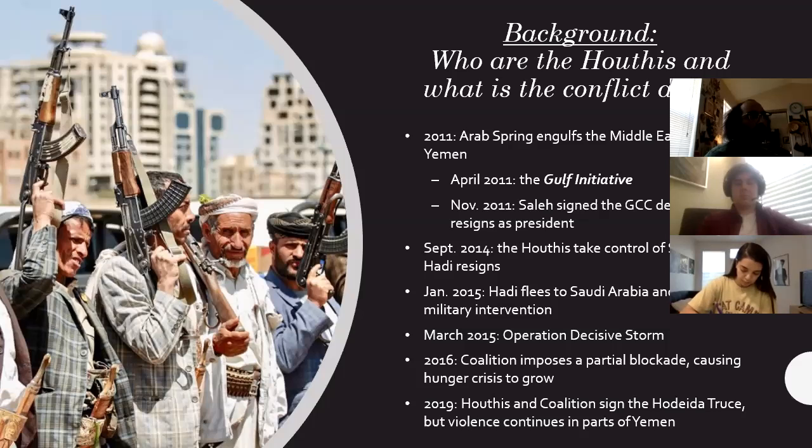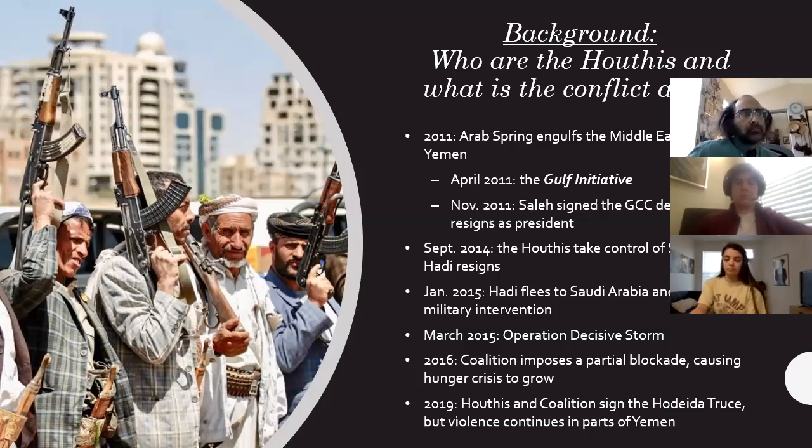So then Hadi, the new president, right? He was vice president. He flees to Saudi Arabia and asks for help from his allies there. So Saudi Arabia puts together a coalition and invades Yemen and starts its airstrike bombing campaign. That initial invasion is called Operation Decisive Storm. And that's kind of where we are today. It's just been a back and forth between the Houthis and the coalition. There have been a lot of blockades, which has led to the hunger crisis that we have in Yemen today.